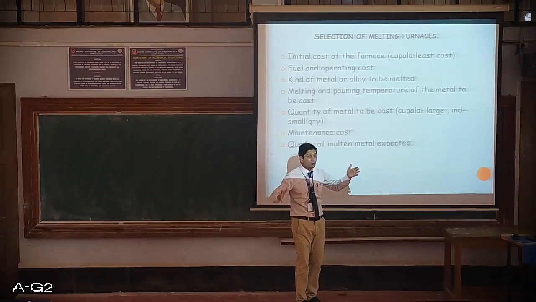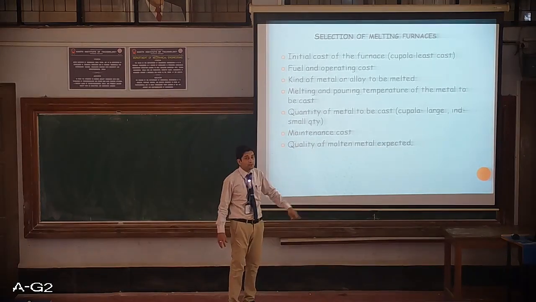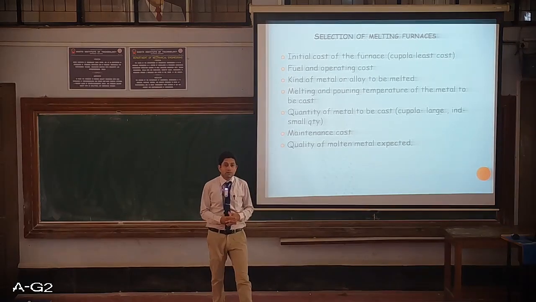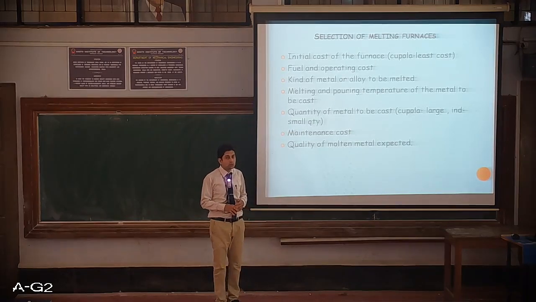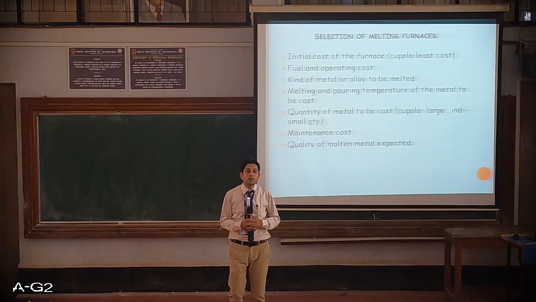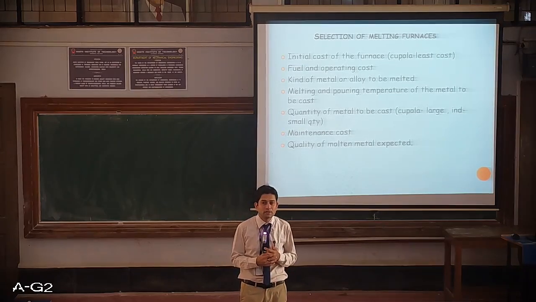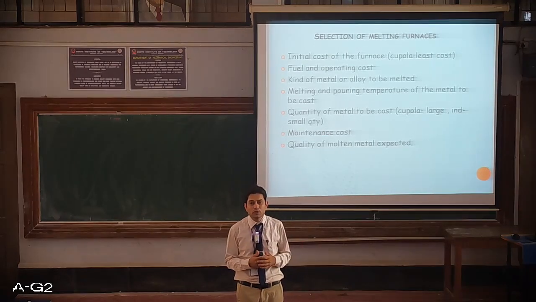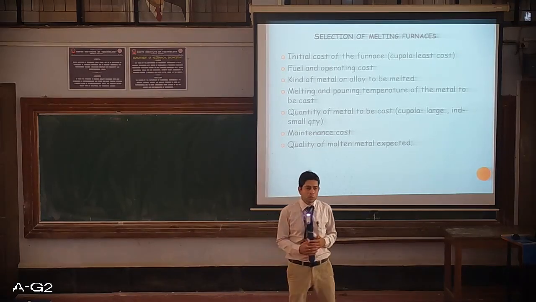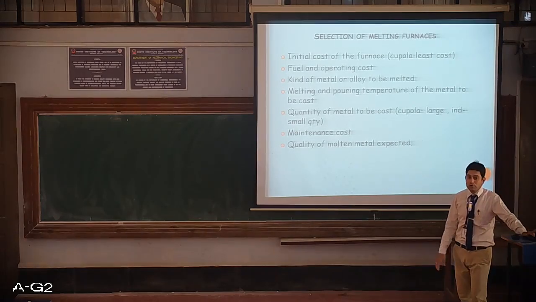For example, if you have to melt a large amount of metal, you should go for cupola. Small amount of metal, you can go for induction furnaces. Then maintenance cost. How much maintenance is to be done on that furnace will define the type of furnace you have to go for. And the quality of the molten metal expected. What type of quality of molten metal you want to produce. If it is very high quality, you should go for induction furnace. If it is of low quality, you can rather go for crucible or cupola type of furnaces. So these are the things you should keep in mind when you select the different types of furnace.